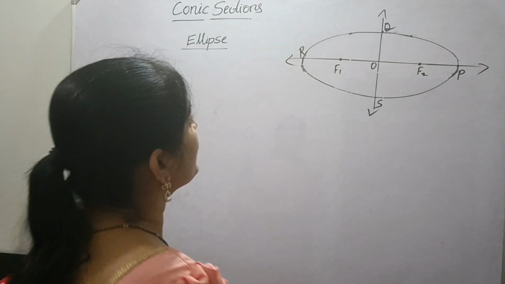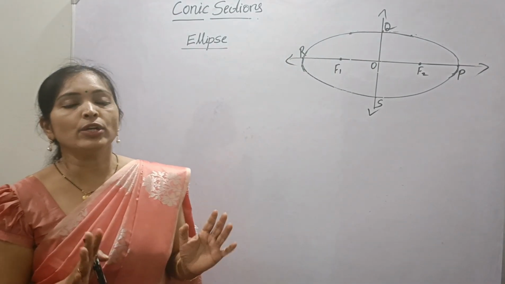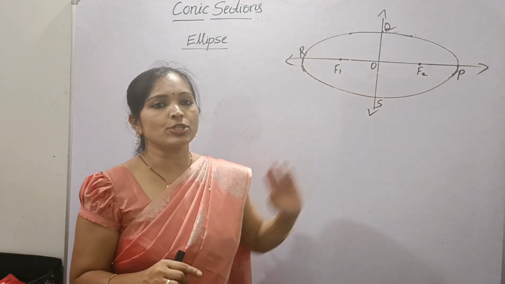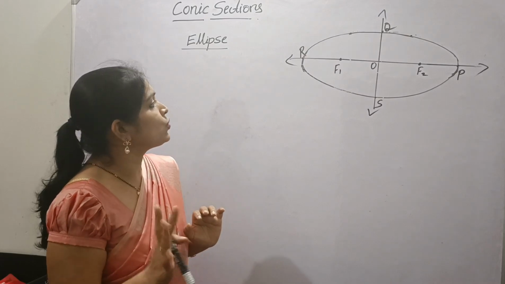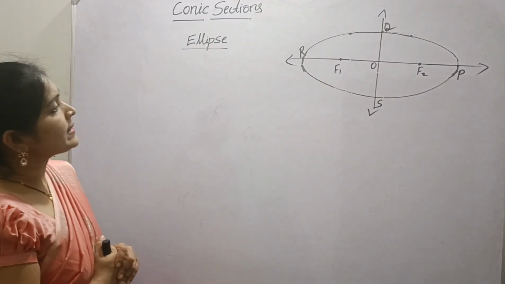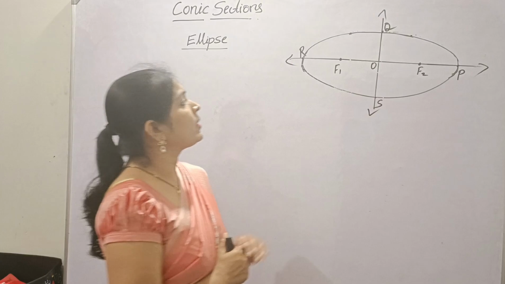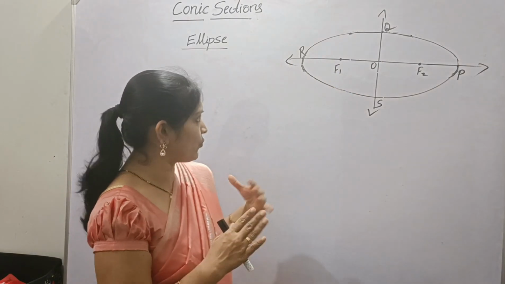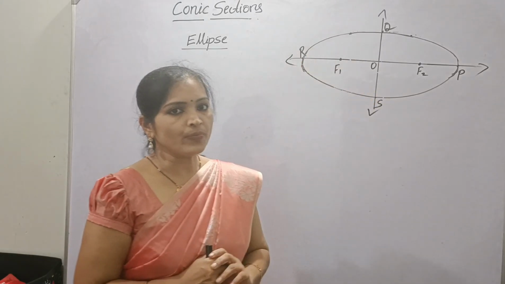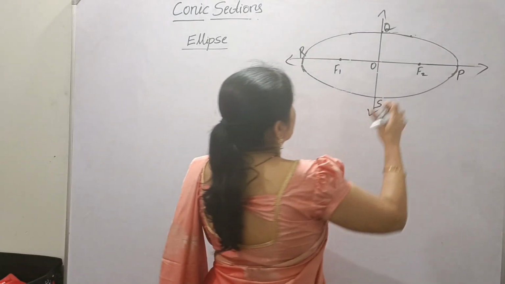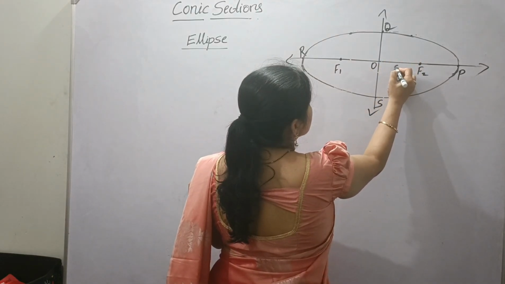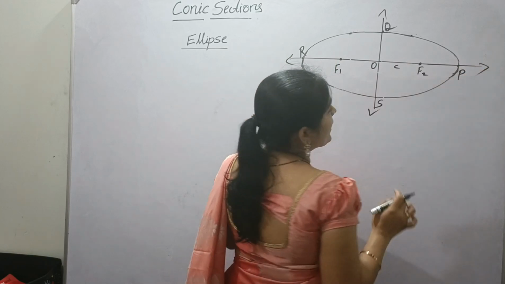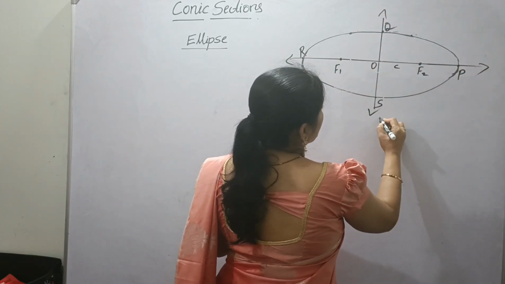So from the definition of the ellipse, we understood that there are two fixed points in the ellipse, focus 1 and focus 2. So two foci are there. Here let us see, there is an ellipse in the xy plane and two fixed points, that is the foci F1 and F2. Let us take this distance to be C.